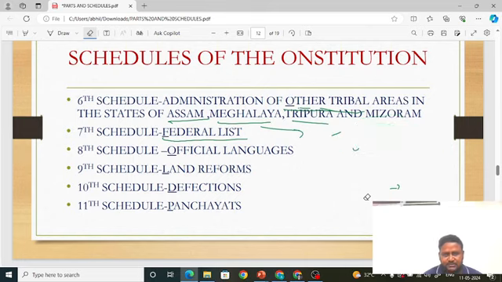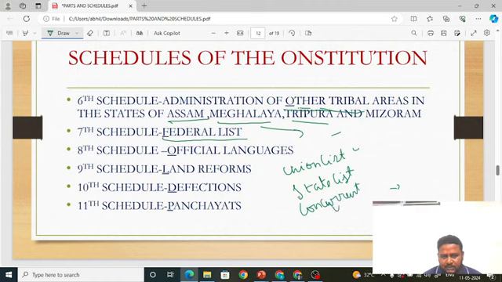How is it divided, friends? We'll learn now. When it comes to federal list, the powers are divided into union list, state list, and concurrent list. When it comes to union list, parliament, that is central government, has an exclusive power to make the laws. When it comes to state list, state government has the powers.